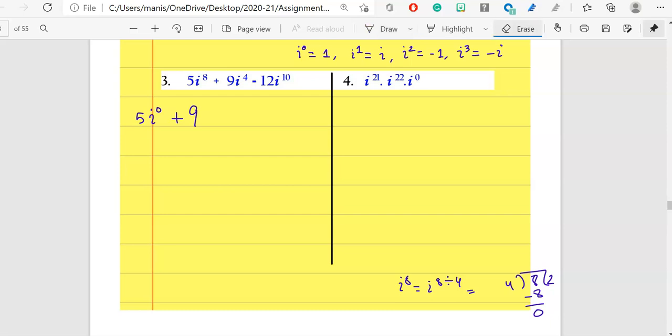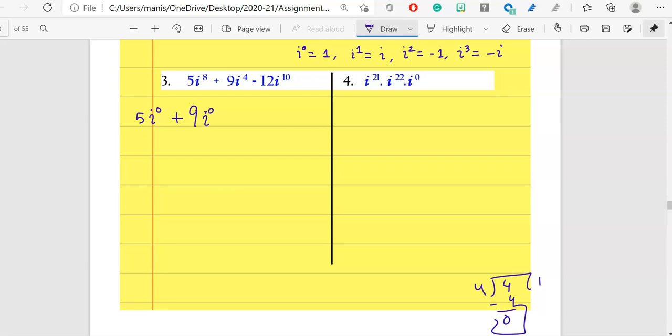Now I do have what? i to the power 4. So tell me, when you divide this power 4 by 4, what is the remainder? There is no remainder, 0. Look, see. Okay. So i to the power 0 minus 12. Now I have i to the power 10. So this means what? I need to divide my 10 by 4. This exponent I divide by 4. 4 times 2 is 8. So what is my remainder? 2.